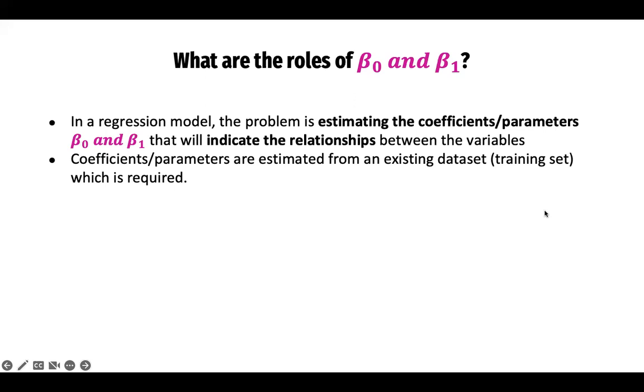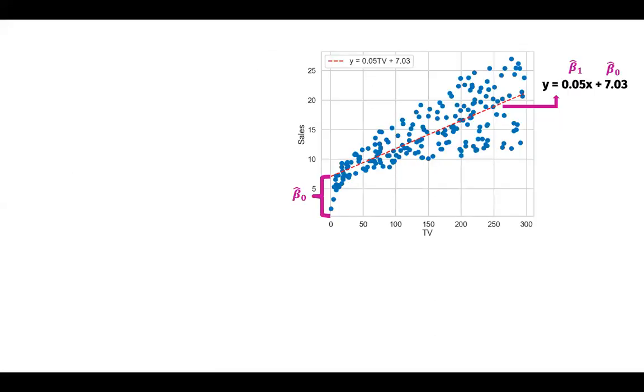So what are the roles of these parameters, beta naught and beta 1? In a regression model, this is actually the problem, and that is what we need to do: estimate the value of these parameters. Because these parameters, beta 1 and beta naught, will indicate the relationships between the variables. Having these values, the model will be interpretable. These coefficients are estimated from an existing data set or training set, which is required.